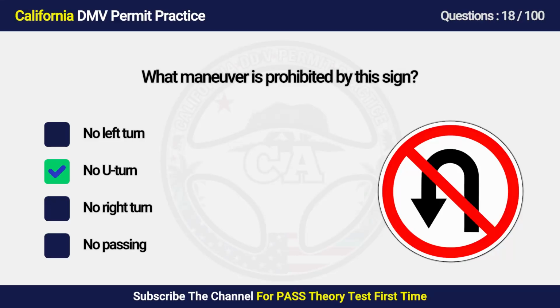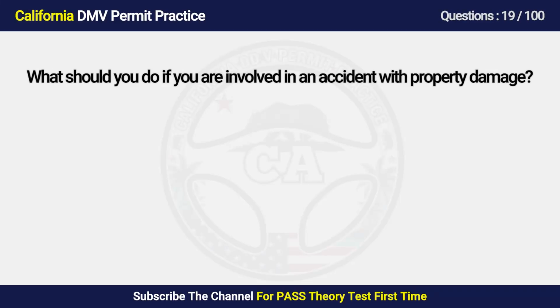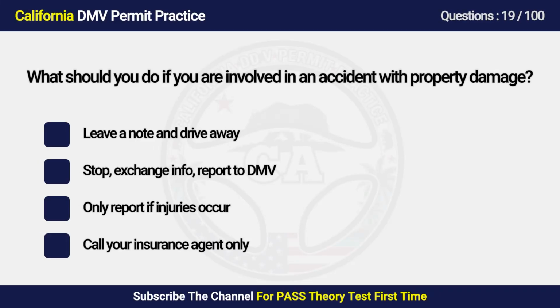Answer is B. No U-turn. This sign prohibits making a U-turn at this location. You must continue straight or turn in another legal direction as allowed by other signs or markings. Question 19. What should you do if you are involved in an accident with property damage? A. Leave a note and drive away. B. Stop, exchange info, report to the DMV. C. Only report if injuries occur. D. Call your insurance agent only.